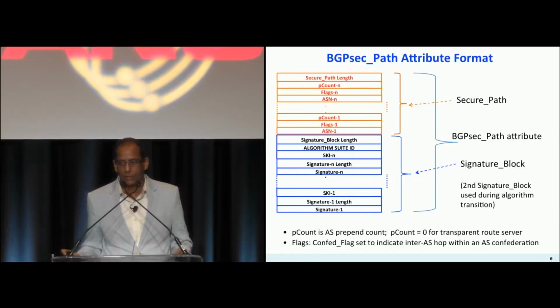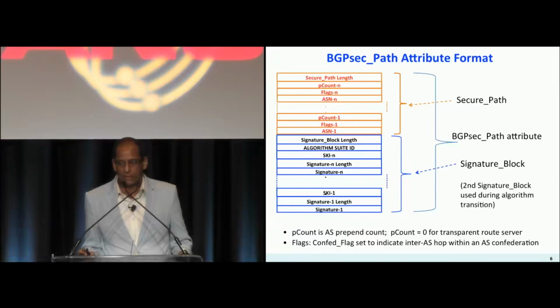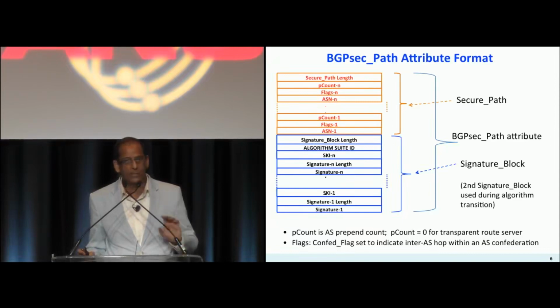That information is used to detect that the set of signatures were inside a confederation, and that set of signatures is removed. When the update progresses out of the confederation, not all of the confederation's signatures are included. Only the confederation's public AS signature would be included. And the lower part of this picture is signature blocks. The signature block includes several signature elements, and each signature corresponds to one AS. So there's one signature per unique AS in the AS path.